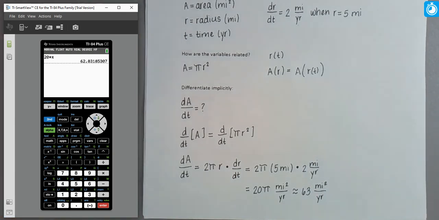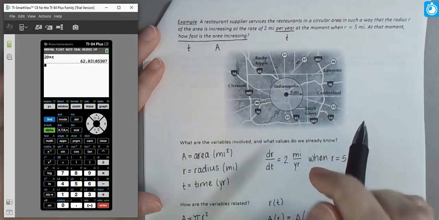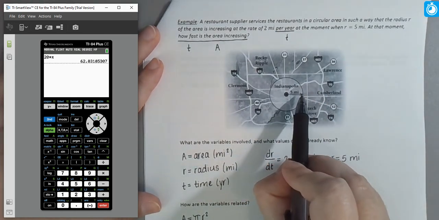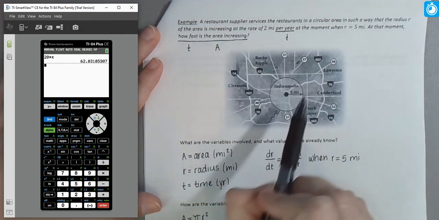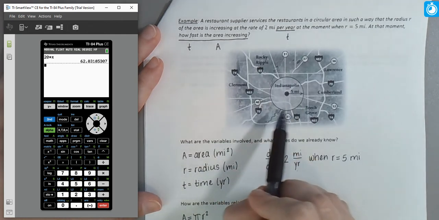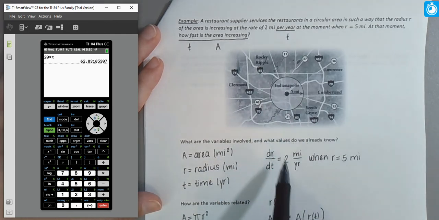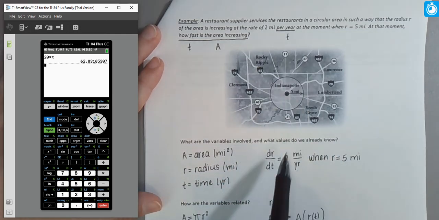So let's put it all together. What does this actually mean? So what we're being told is that at this particular moment, when we have a radius of 5 miles from the center, okay, because we're supplying over a circular area, at that moment in time when we supply a 5-mile radius, our radius is increasing at this particular rate, so we're adding customers, adding area, adding in radius at that particular rate, 2 miles per year.